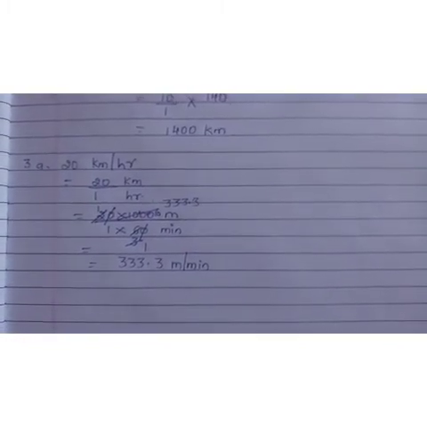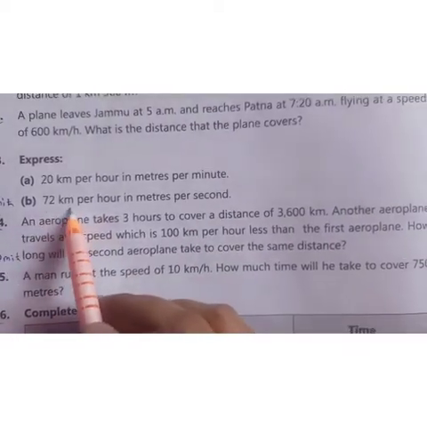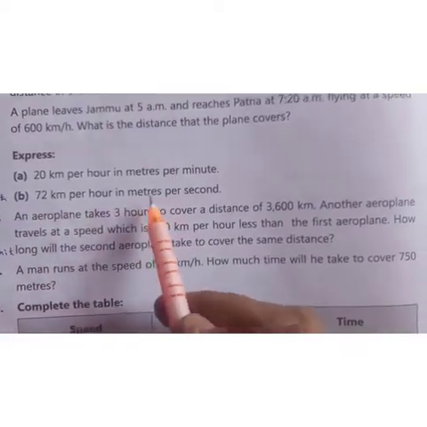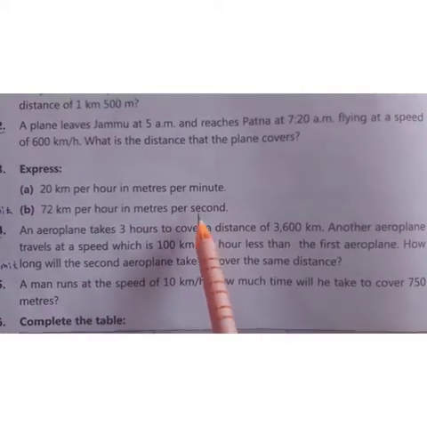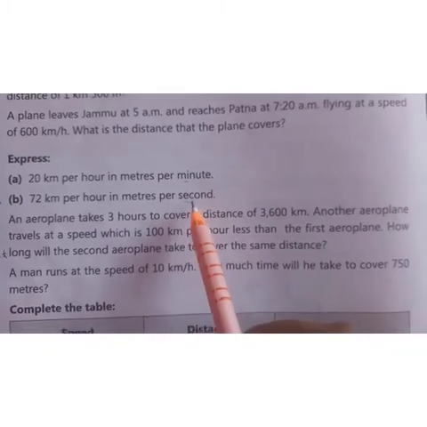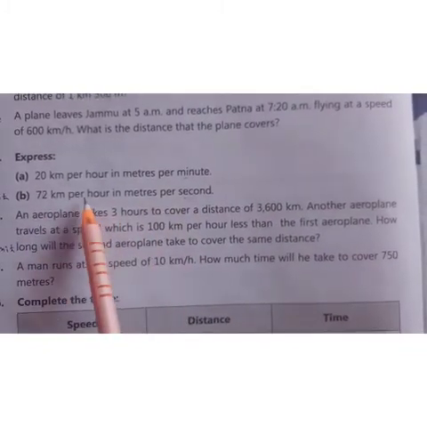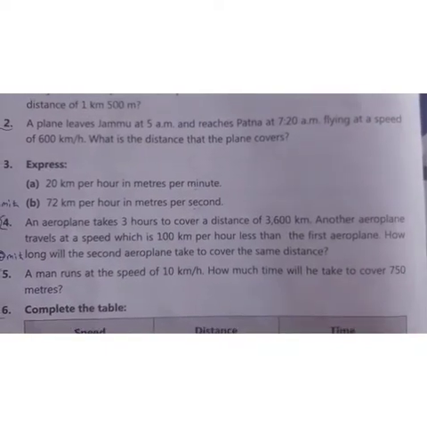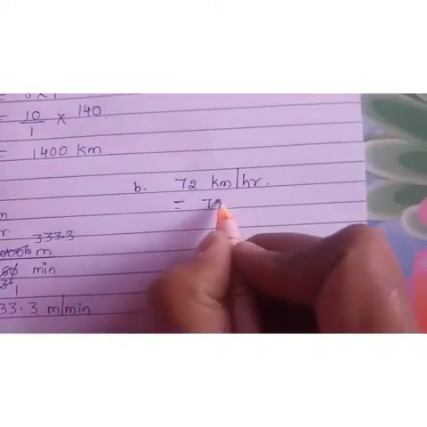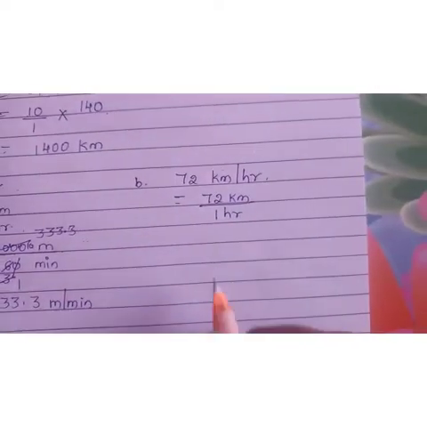Okay. Now let us solve the next one. Question number B. 72 kilometers per hour in meters per second. Children, note here, in the first one it was per minute. Here it is per second. Now start to convert kilometers into meters and hours into seconds. Again 72 kilometers per hour, that is 1 hour.